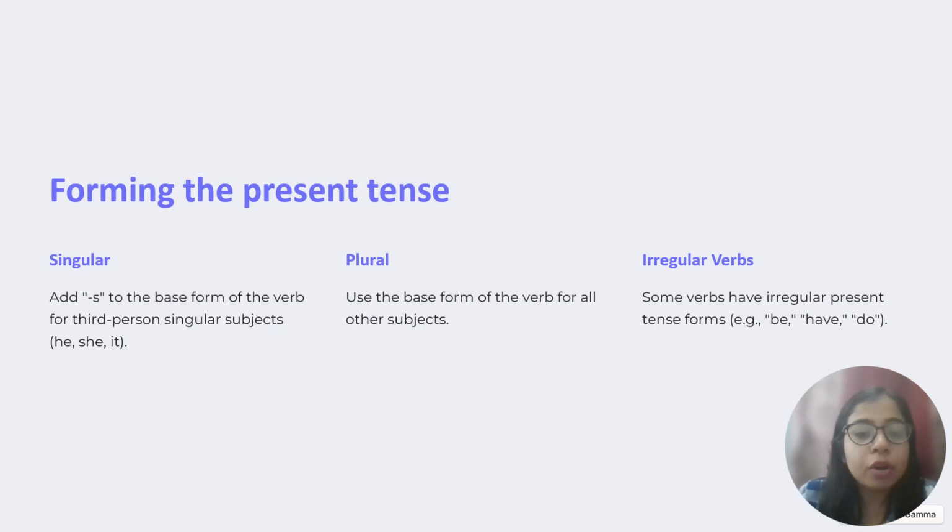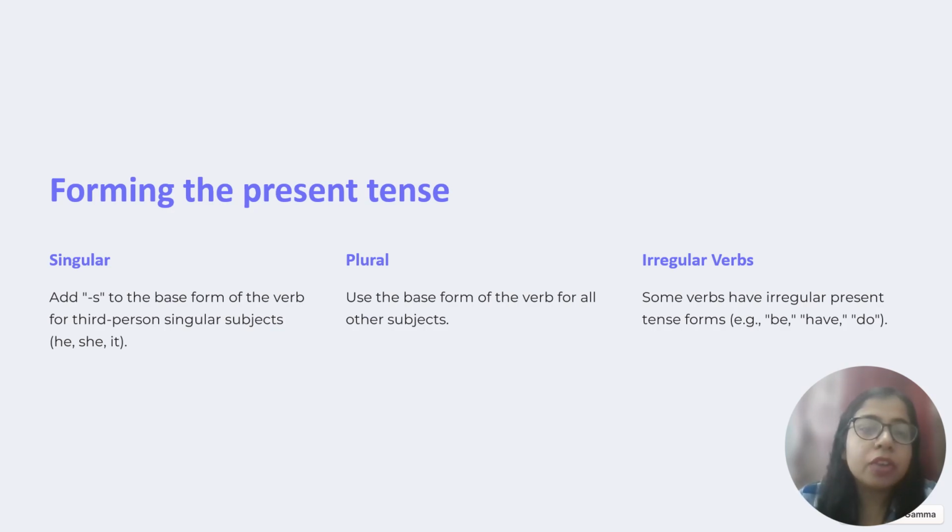Okay. Next is for plural. Use the base form of the verb for all other subjects. So other than singular third person subjects, with all the other subjects, we will use the base form of the verb. Suppose we are talking about a boy and a girl, brother and sister, and they are living with their mother. So we will say they stay with their mother. Now here we are taking a third person subject, that is they, but we are talking about plural subjects. So we will not add s to the base form. The base form will remain as it is.